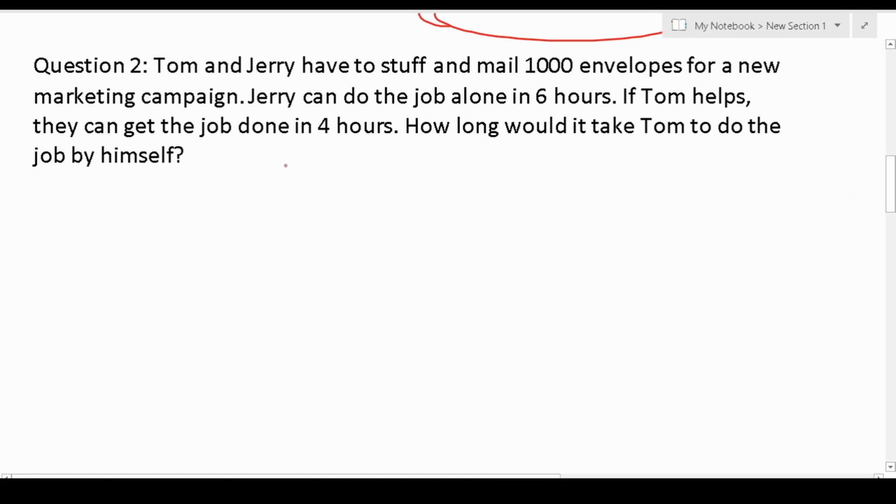So again, to start, I'm simply going to write down that generic formula. Again, T over A plus T over B equals 1. This is the foundation upon which you can build an equation to solve these tricky word problems. And this one's pretty tricky.